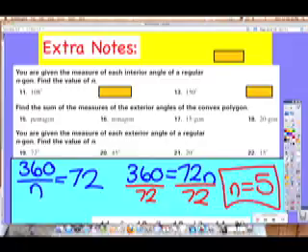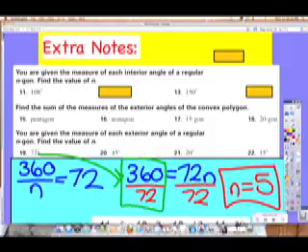Try number 20 real quick. If 45 is the measure of each exterior angle, how many sides does that shape have? 8. You okay with that one? Okay. Remember, read your directions and now identify which formula to use.